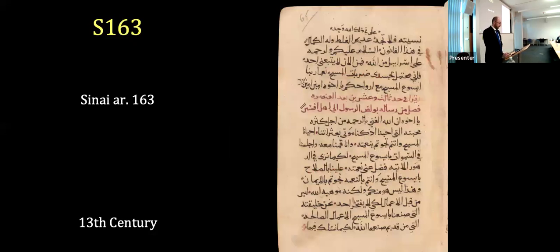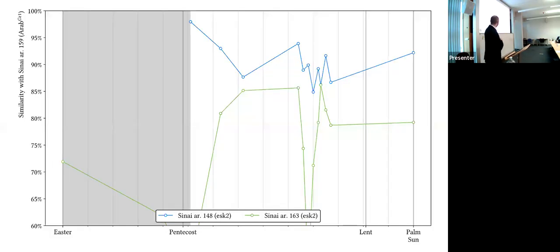And Sinai Arabic 163 is also an Apostolos lectionary from the 13th century. But it has quite a lot of differences from 148. So here's a plot of the textual similarity according to different lection days. Blue at the top here is comparing Sinai Arabic 148 with one of the representative examples from 159, one of the continuous text manuscripts from the same time period. You can see it agrees quite a lot more strongly than it does in the green line, which is Sinai Arabic 163, which has lections down here, down here, down here, down here, which differ quite a lot from the standard text of this version.